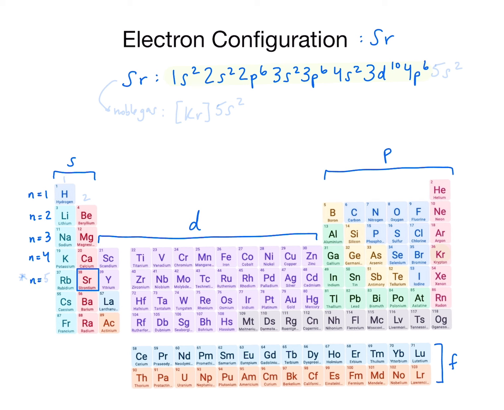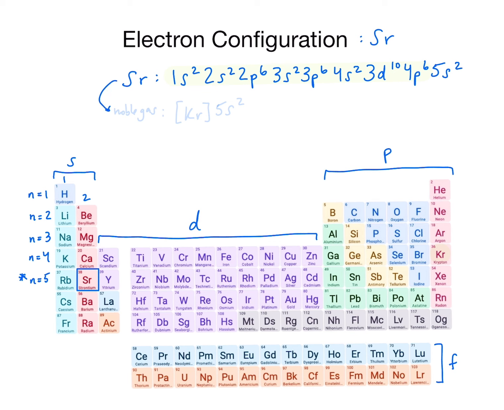Now our element is located in row 5 of the periodic table, and we have 2 electrons to get us there, so we have 5s2. So that is the full electron configuration.